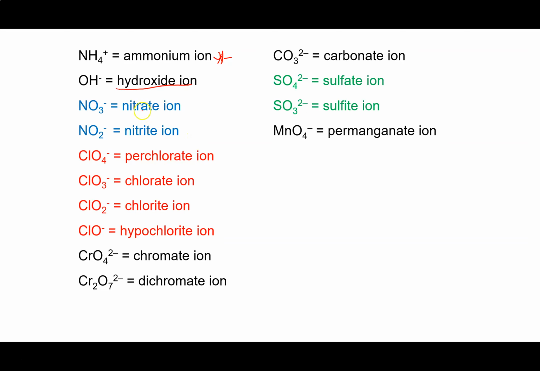Nitrate ion, nitrite ion, forming a family of 2 oxoanions. You'll see that the ate has more oxygens than the ite, so you can kind of think of the ates are bigger because they ate the ites. So then we have the series of 4 oxoanions of chlorine, ranging from perchlorate, chlorate, chlorite, hypochlorite ion. And then we've got chromate is very common, CrO4 2-, and then dichromate, Cr2O7 2-, also quite common.